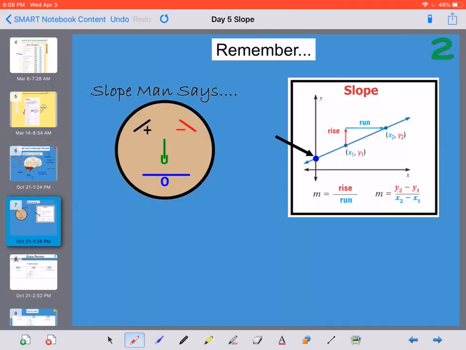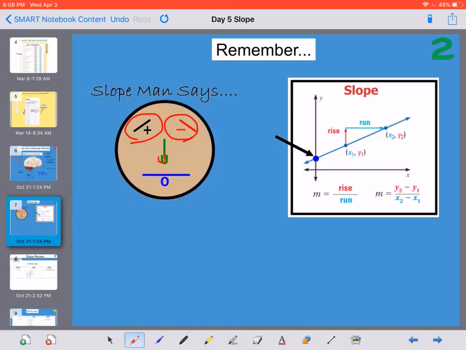We've talked about slope man. His left eye is positive. His right eye is negative. His nose is undefined. That's where the U comes in at the bottom there. And then 0 is a straight across horizontal line.